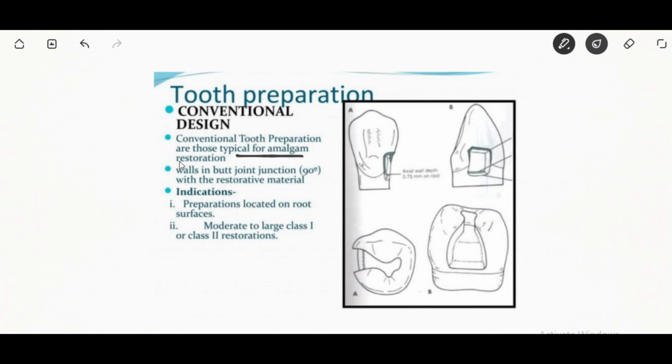So let us discuss the various tooth preparation designs. First is the conventional method. The conventional design is similar to that of tooth preparation for the amalgam restoration, except there is less outline extension, and in tooth preparation the walls are made rough.